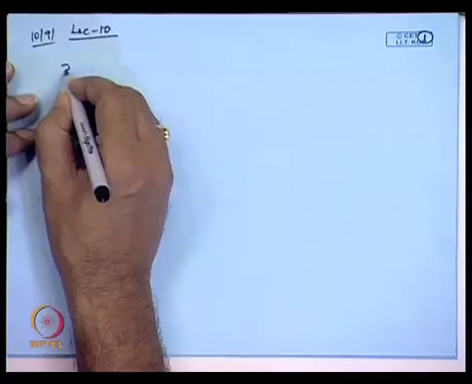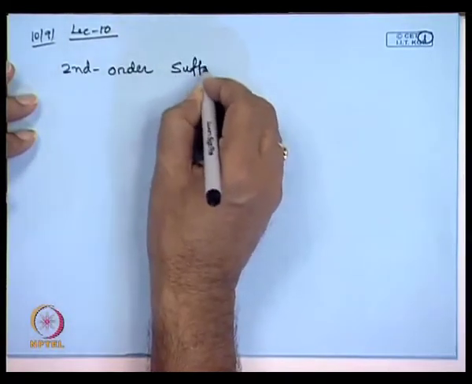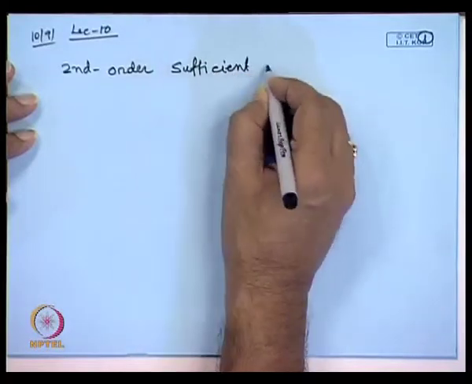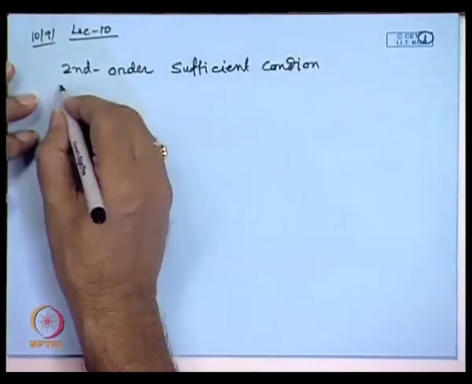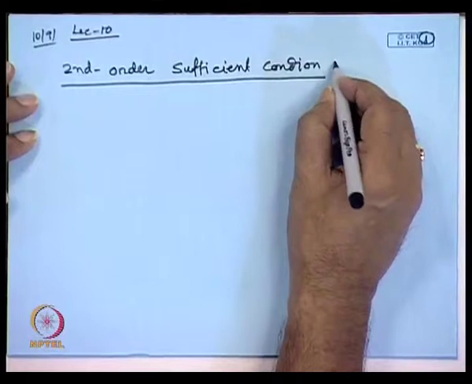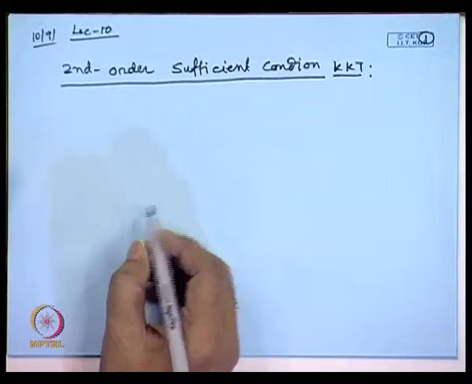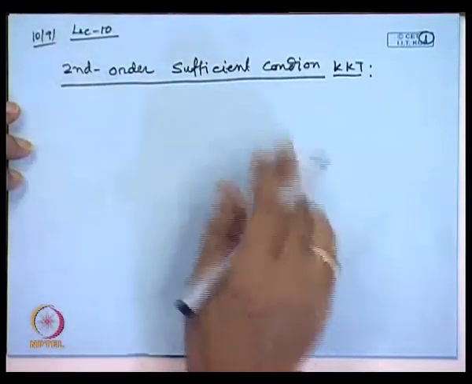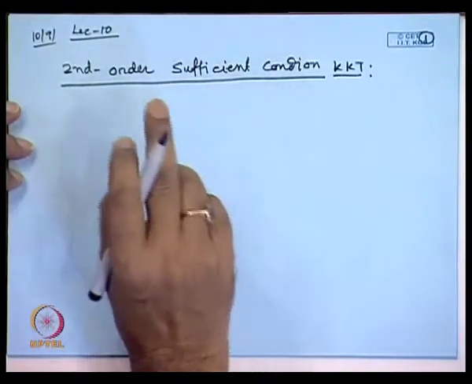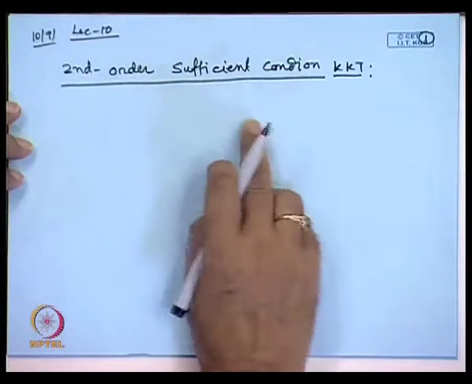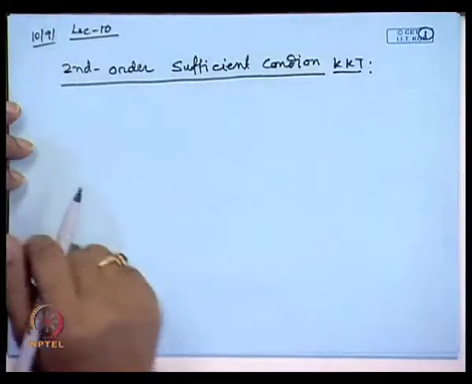So, let us call that the second order sufficient conditions for KKT. Suppose that x star is a feasible point. Feasible point means the point which lies in the feasible set, and at that point the equality constraints and inequality constraints must be satisfied. So, that is the feasible point.